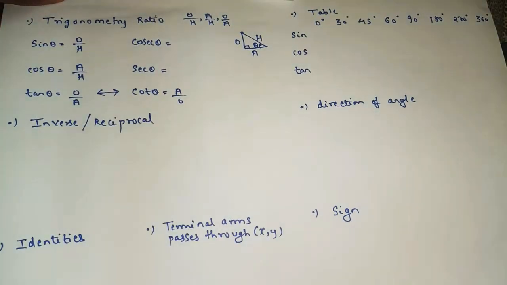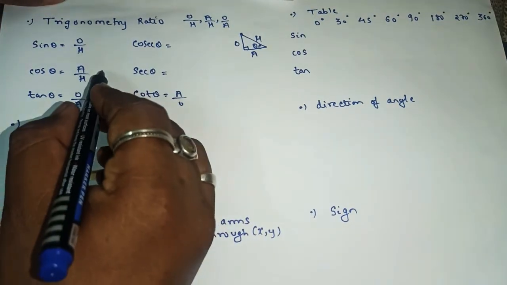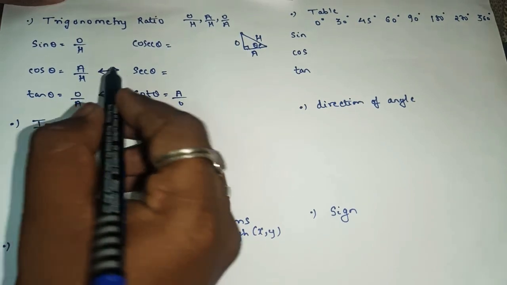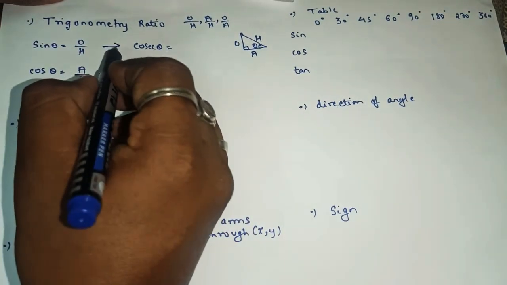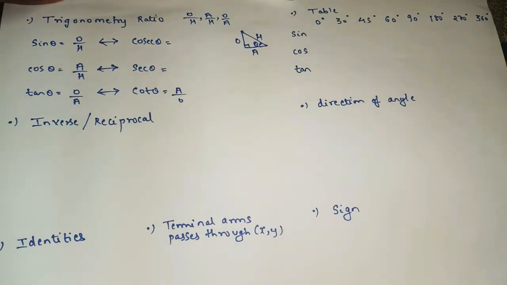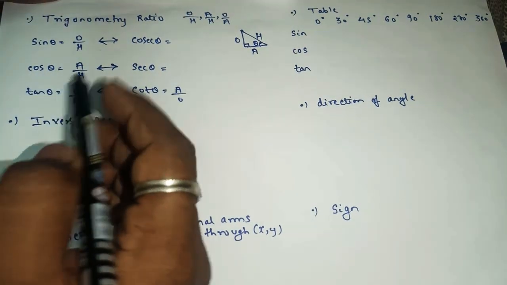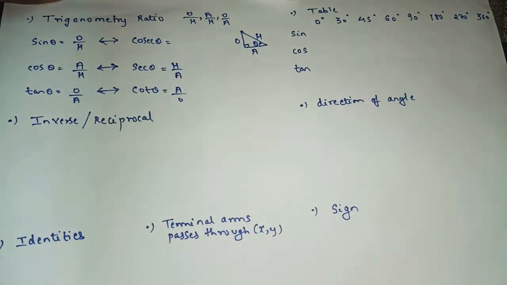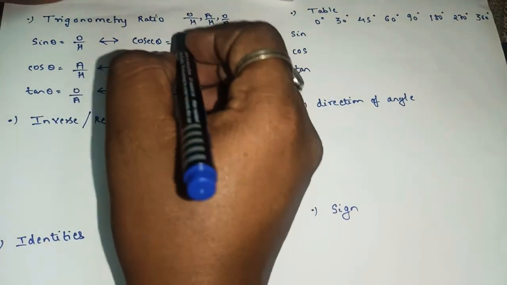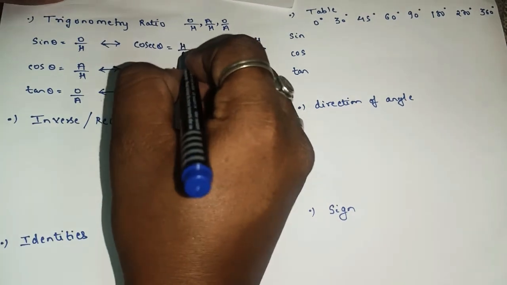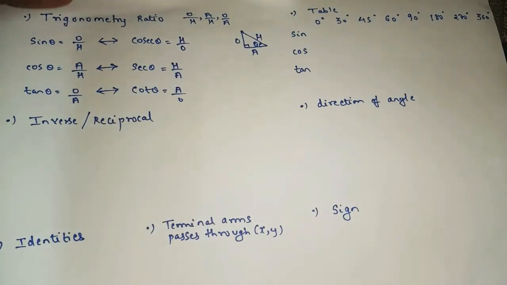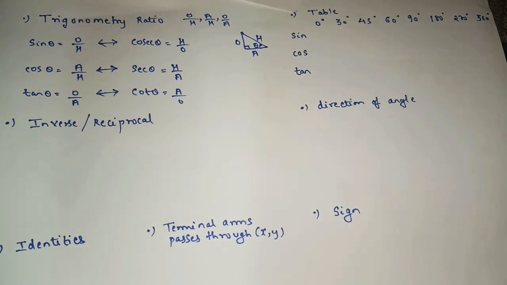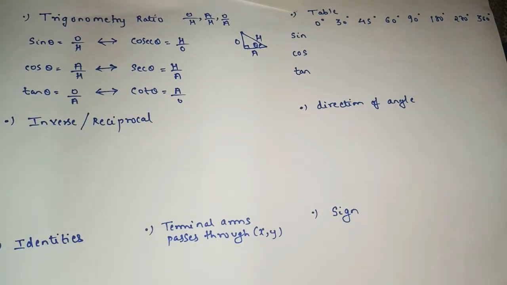Tan and cot are reciprocal to each other. In the same way, cos and sec are reciprocal. Sine and cosec are reciprocal. So your cos is A upon H, so sec will be H upon A. Sine is O upon H, so your cosec will be H upon O. Where O is opposite, A is adjacent, and H is hypotenuse. So this is the trigonometric ratio formula.